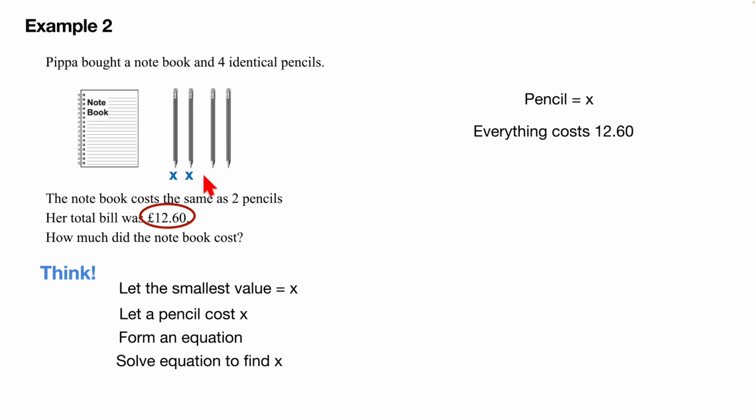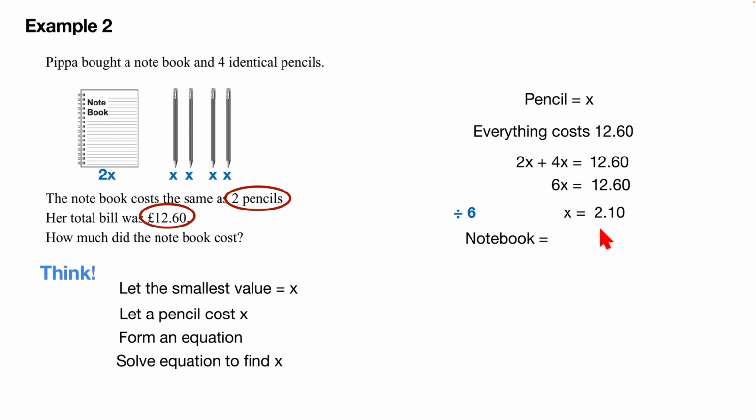We've got x, x, x, and x, and that is 4x. The notebook costs the same as 2 pencils, so that's equal to 2x. So that's 2x for the notebook and 4x for the pencils, and that's equal to £12.60, and 6x therefore equals £12.60. We divide by 6, x equals £2.10. But the notebook costs 2x, so the notebook is £4.20.